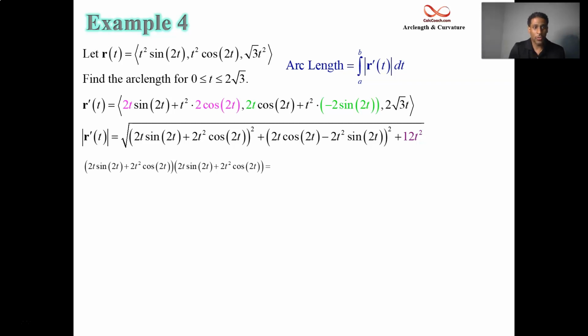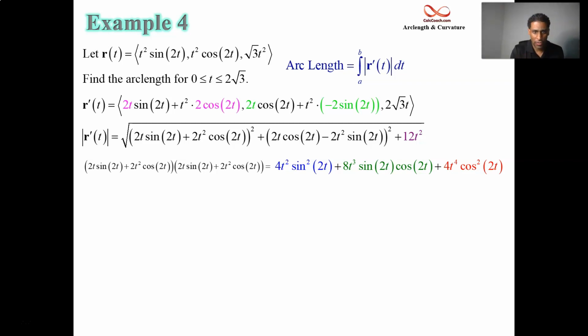So we have 2t sine 2t and 2t squared cosine 2t. Multiply that by itself. We'll do FOIL. It starts off with 4t squared sine squared 2t. And then there'll be two middle terms. You'll have 4t cubed sine 2t cosine 2t, and another 4t cubed sine 2t cosine 2t from the outer and the inner. They will combine to give you 8t cubed sine 2t cosine 2t. When you multiply the last terms together, you'll get 4t fourth cosine squared 2t. All right, great.